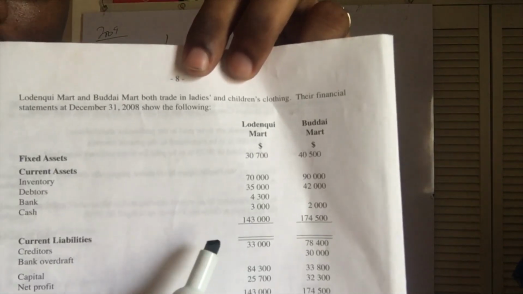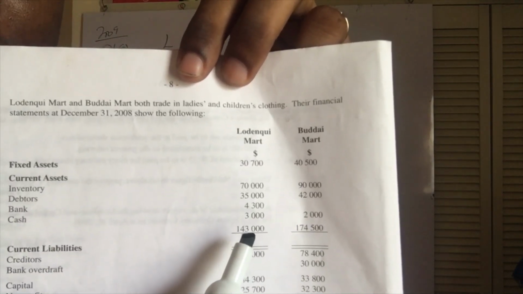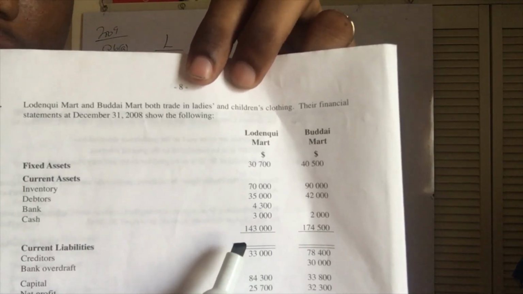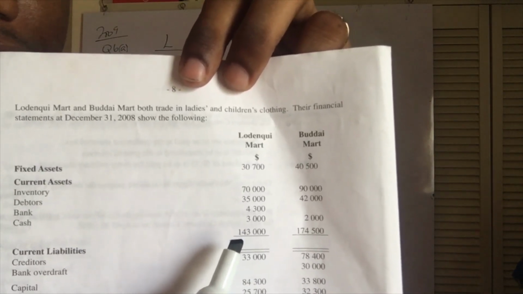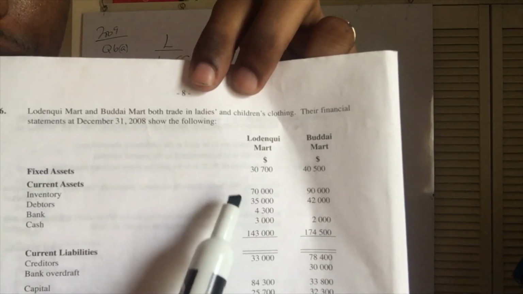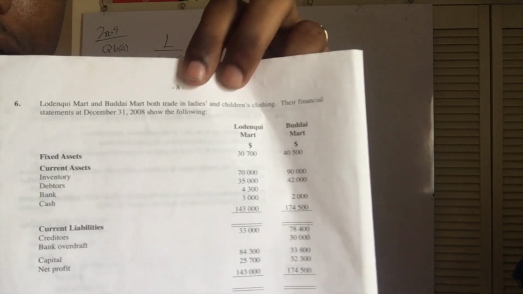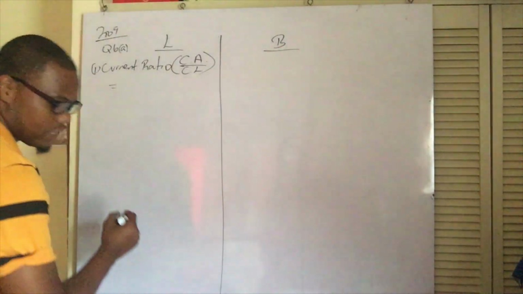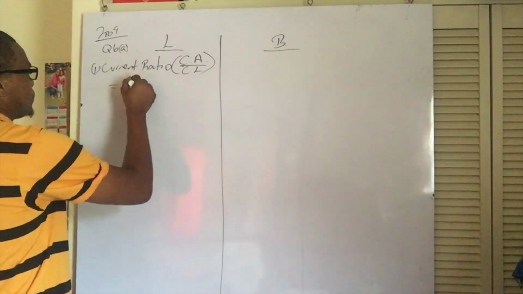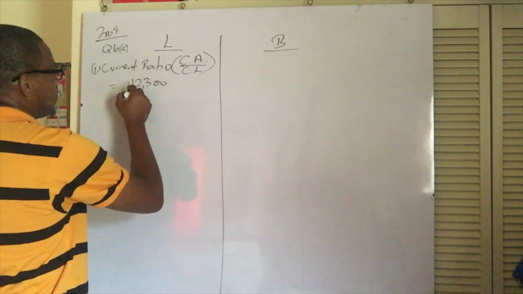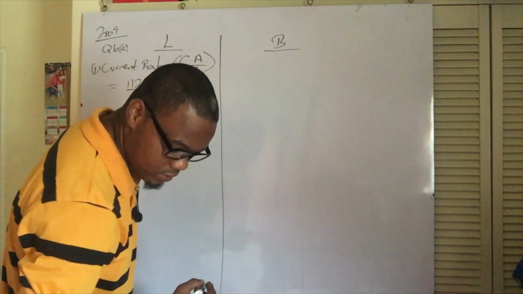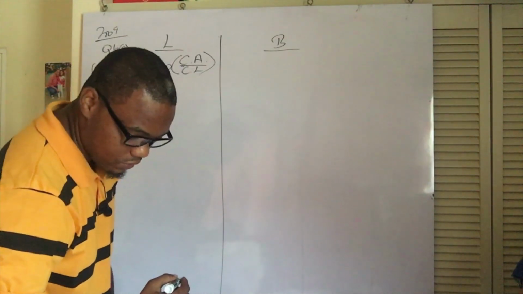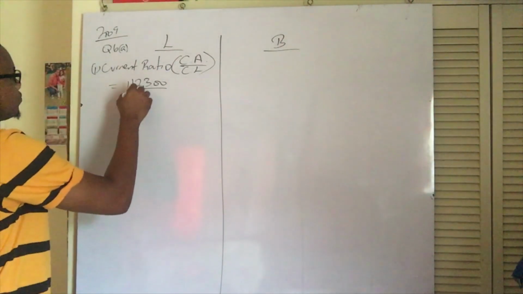You would want to look at this 143,000 and think that, okay, this is the total current assets, but it's not. It is the total assets, both fixed and current. So you have to add up these 4 figures. You add up the 4 figures, and you get 112,300. And the current liabilities for Logwendi is 33,000.